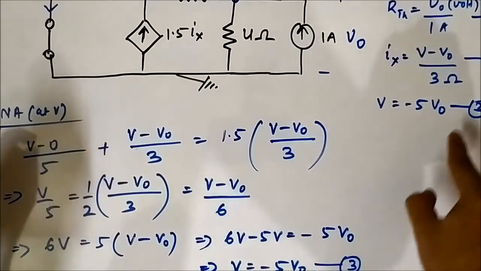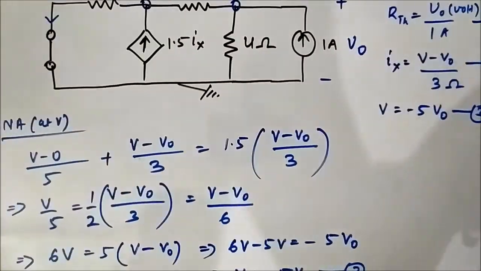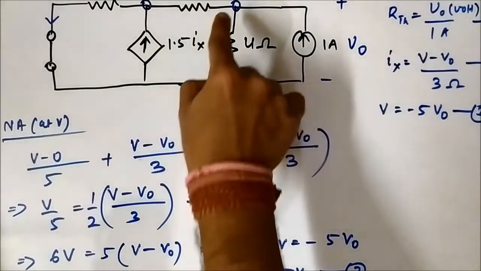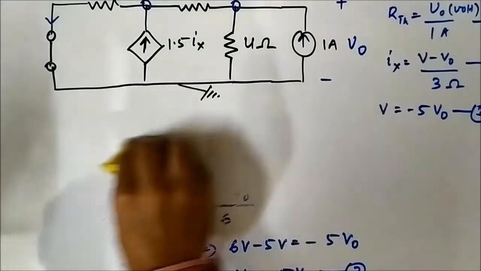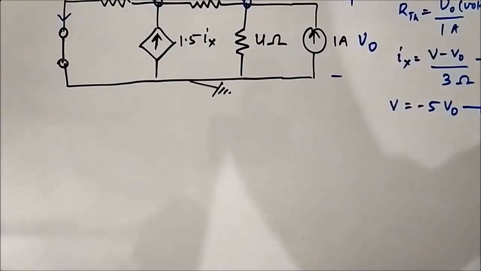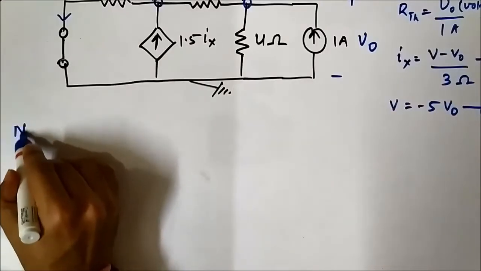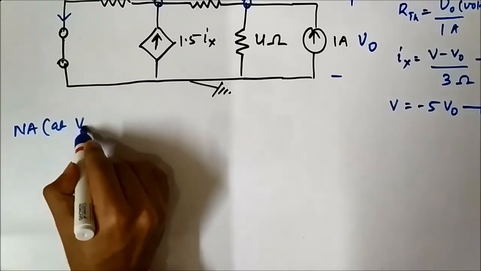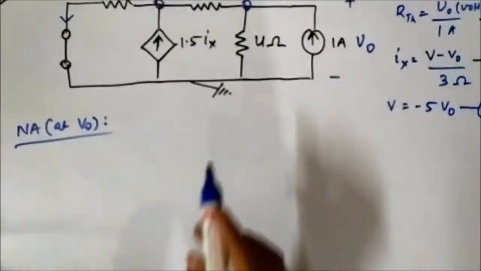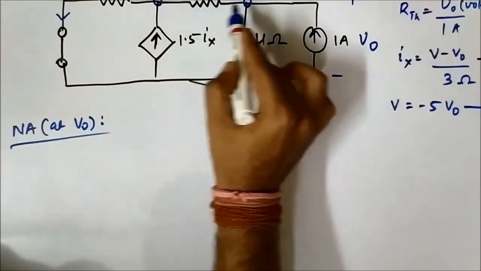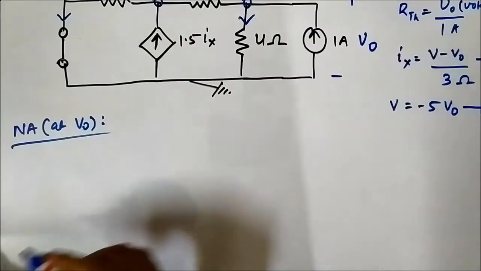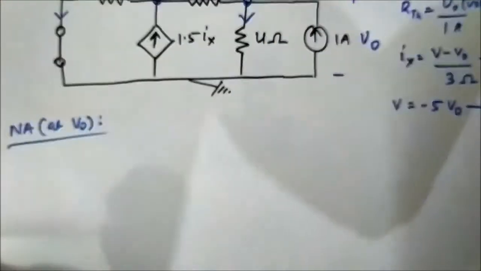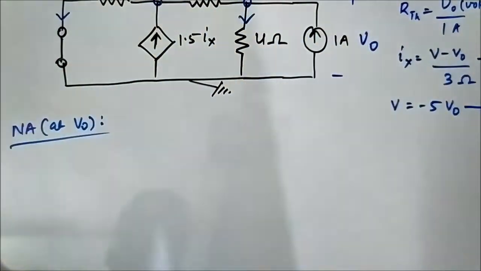So this is the third important relationship which we established here. Now we will apply nodal analysis at this node to get the second nodal equation. So, nodal analysis at the V0 node, the output node. Here Ix is the incoming current to the node. Let us assume that this is the outgoing current. 1 ampere is also an incoming current flowing into the node. Ix is flowing into the node.